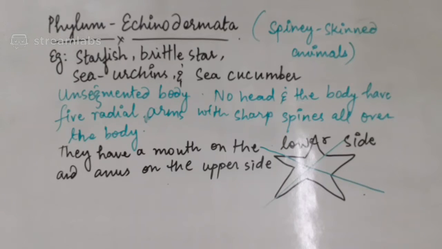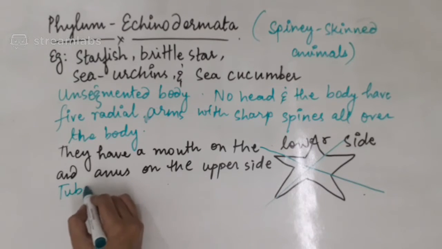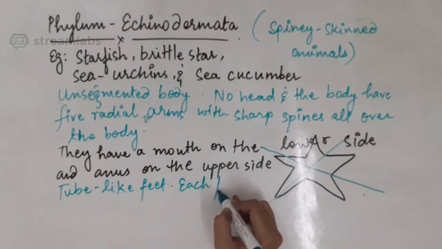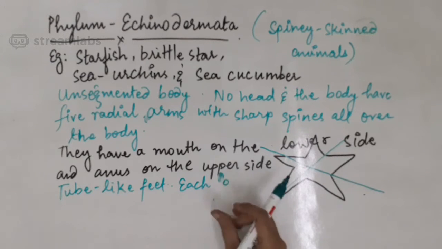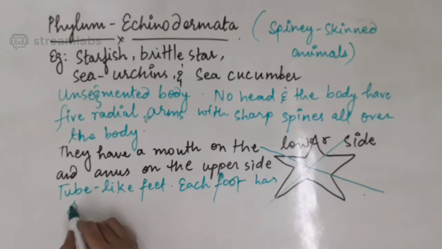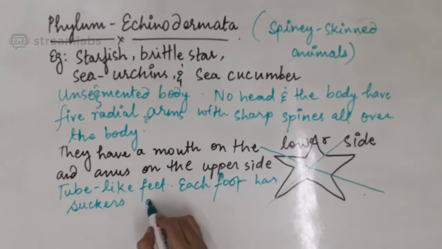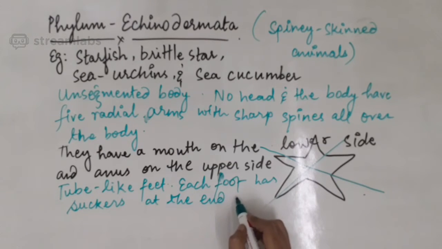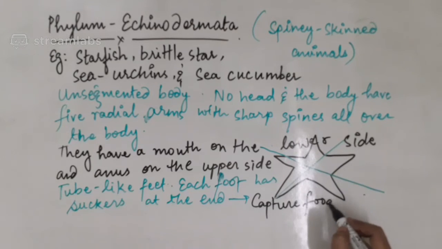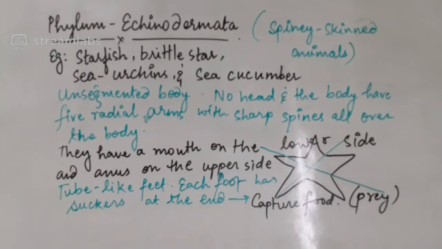They move with the help of tube-like feet. Each foot has suckers at the end, and these suckers are used to capture food, or you can say these are the prey. Prey means shikar.